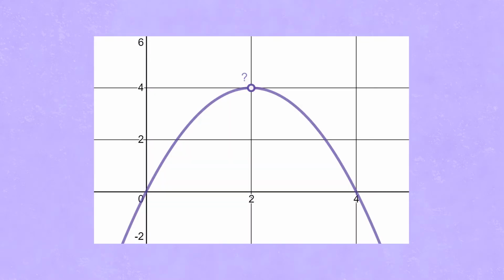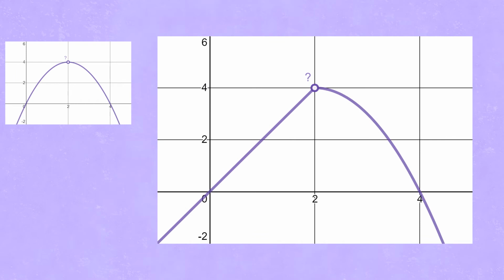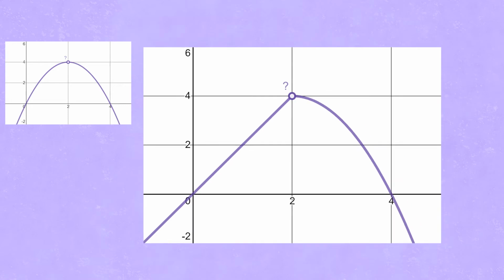In the first example, the graph of the function has a hole that we would like to fill in. The y value of that hole would be the limit of this function at x equals 2. In this case, that value is 4. In the second example, we have a piecewise function. However, there is still a hole that we can fill in, and the y value of that point would be the limit of the second function at x equals 2. In this case, that value is also 4.